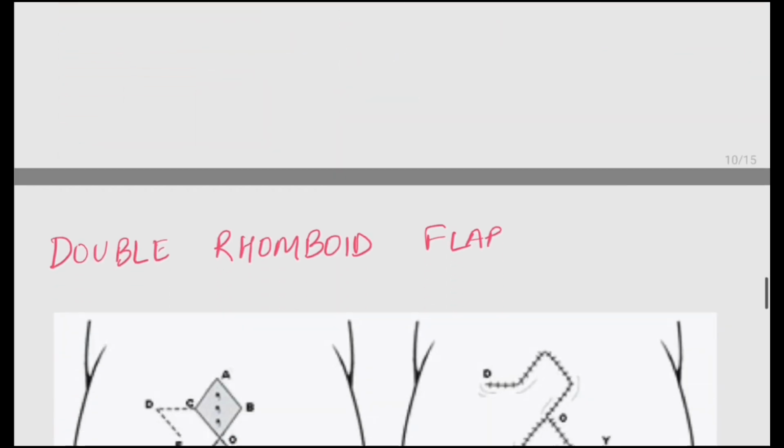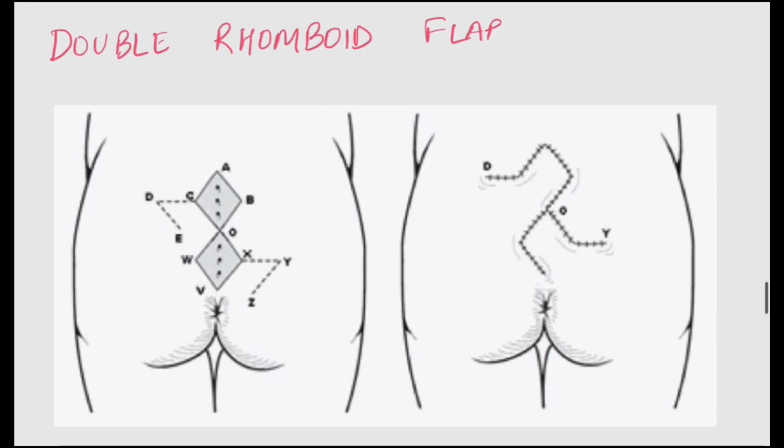Now coming to the modifications. Here we can also do a double rhomboid flap. For example, in case of pilonidal sinus, where the pilonidal sinuses are arranged in a long vertical fashion, a single Limberg flap is not sufficient. So here we can draw two Limberg flaps, one above the other, each facing the opposite side. The final stitch line will appear like this.